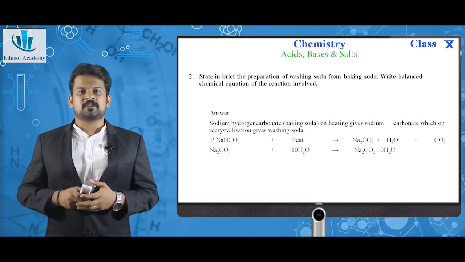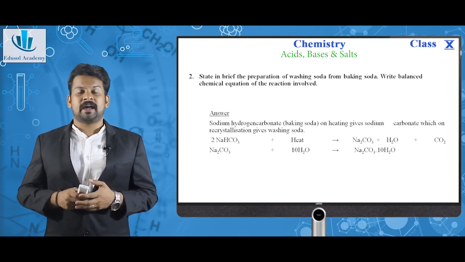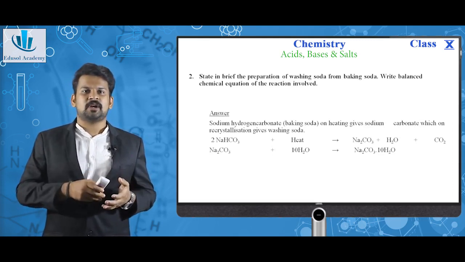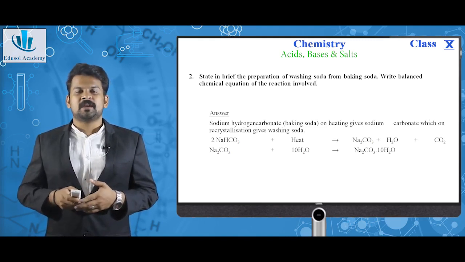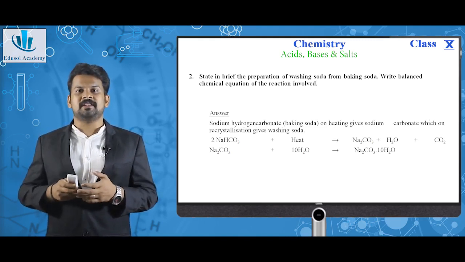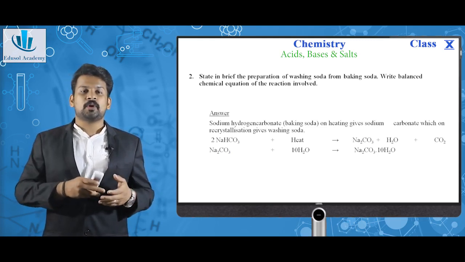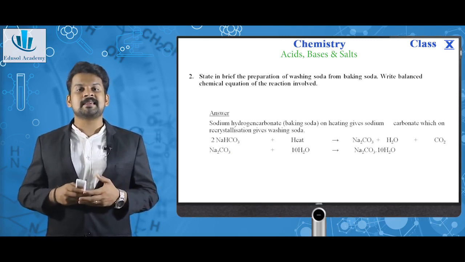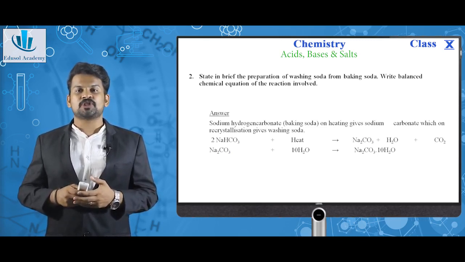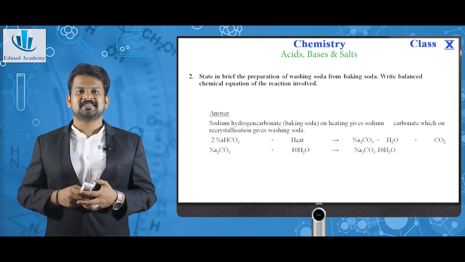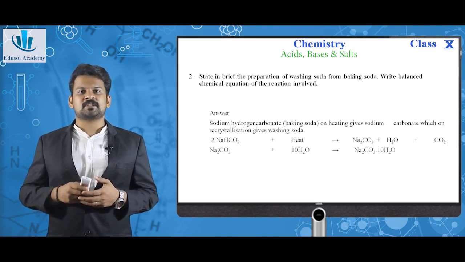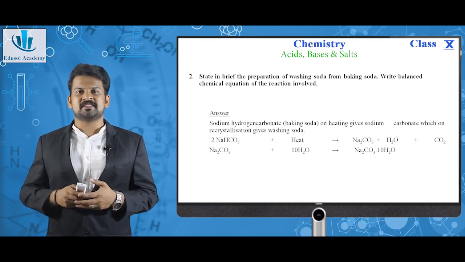State in brief the preparation of washing soda from baking soda. Write the balanced chemical equation of the reaction involved. So what is baking soda and what is washing soda? Baking soda is sodium hydrogen carbonate and washing soda is sodium carbonate. When sodium hydrogen carbonate, sodium bicarbonate, is heated, sodium carbonate Na2CO3 is formed with water and carbon dioxide. Na2CO3 plus water gives Na2CO3·H2O, which is its hydrated form.